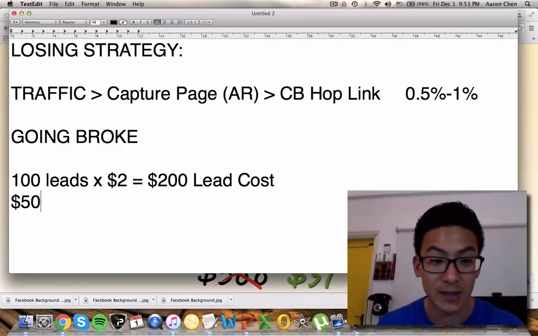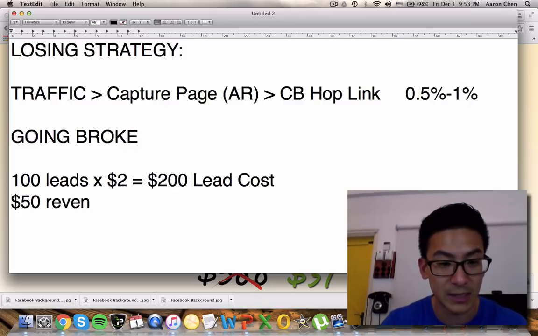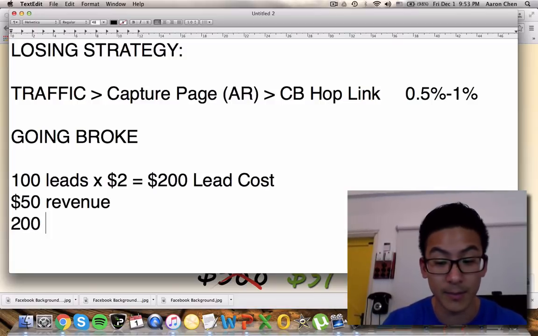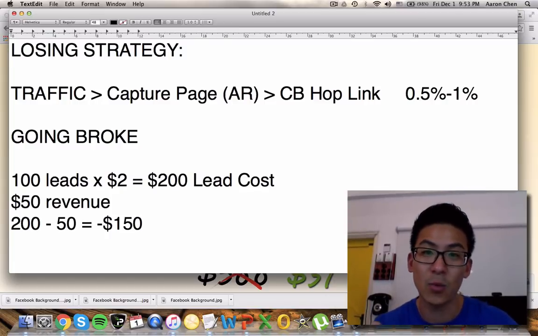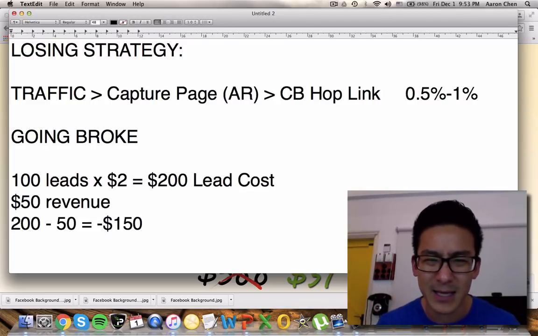But let's just say it was $50, which means that you generated $50 in revenue for selling the product, but the cost of your traffic was 200, right? So 200 minus 50 means that you're down $150, okay? Can you see why people go broke, right? Because you're spending more money every single month than you're making. Okay, does that make sense, right?